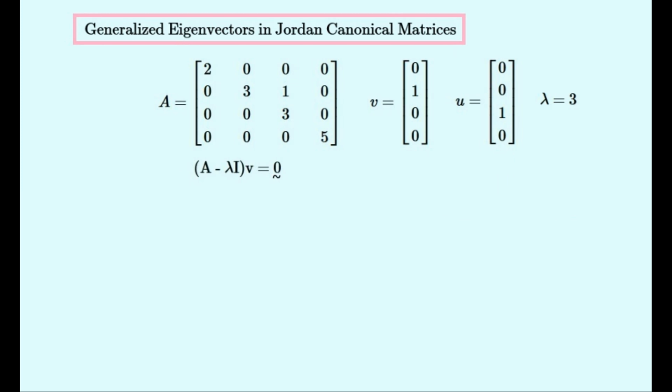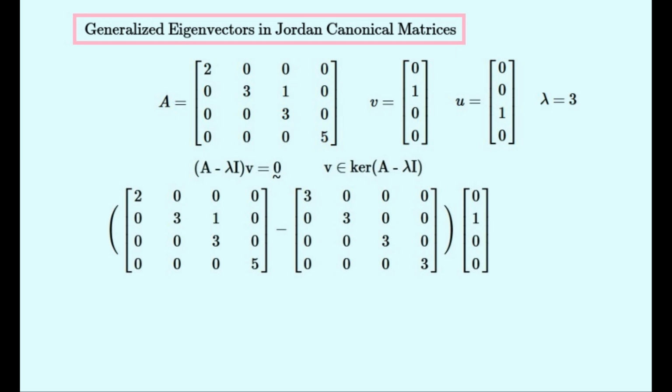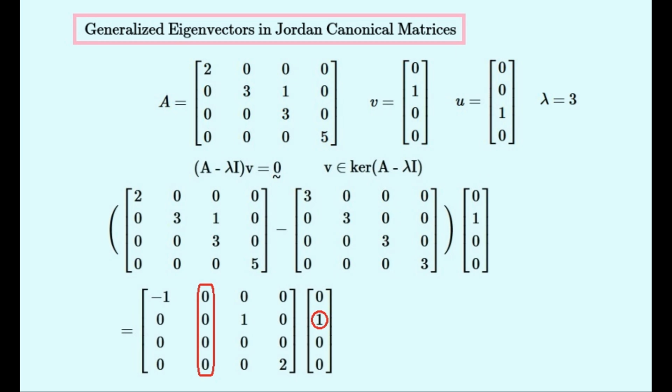Since V is an eigenvector of A, then it is a non-zero solution to this equation here, and this 0 is the zero vector, which is why it has a little squiggle underneath it. This equation can be more accurately written as this kernel equation, where V is an element of this set, but we won't need this equation for now. We can substitute all of these matrices and values into this matrix equation to get this equation here. So then, after subtracting these two matrices, we'll get this equation.